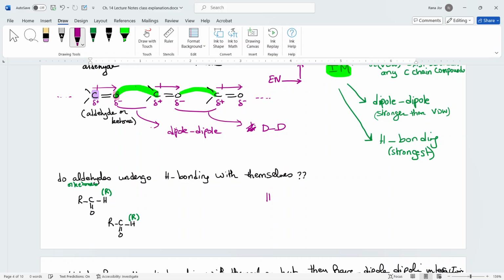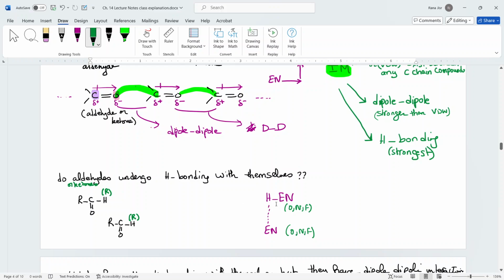So the hydrogen bonding condition is whenever I have a hydrogen connected with an electronegative element, and that hydrogen needs to interact with an electronegative element. The electronegative element is either oxygen, nitrogen, or fluorine. Same thing in there, oxygen, nitrogen, or fluorine. So do I have this?